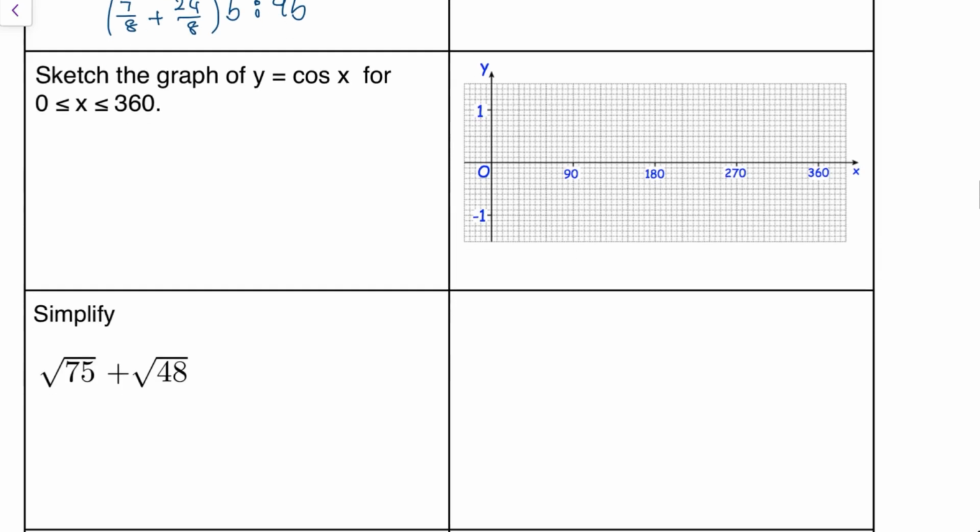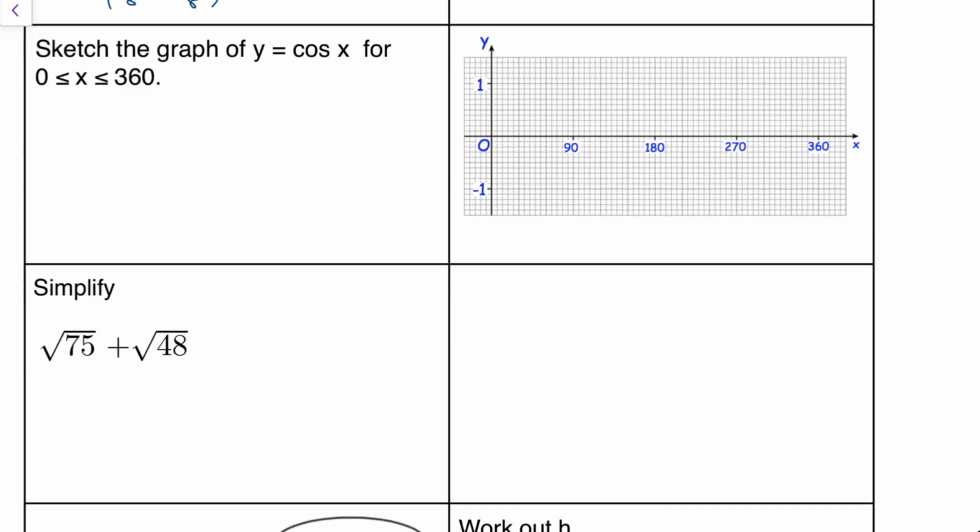Very nice. Next question. Sketch. Oh, okay. We've gone quite easy after very hard now. Sketch the graph of y equals cos x. Now I say easy. It's obviously only easy if you know the answer.